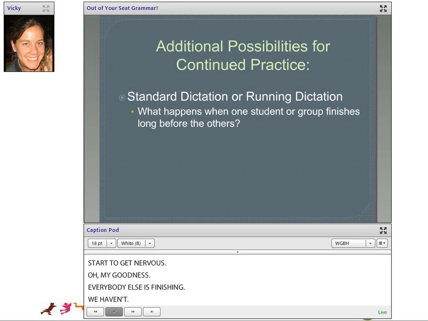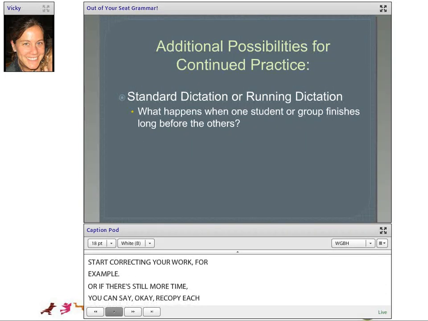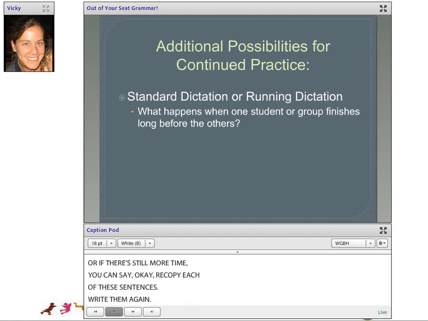So in this case, you might say, okay, I noticed that this group of partners is already done. Go ahead and take down your paper and start correcting your work, for example. Or if there's still more time, you can say, okay, recopy each of these sentences, write them again, something to keep them meaningfully occupied so that the rest of the students can finish in a relaxed way.